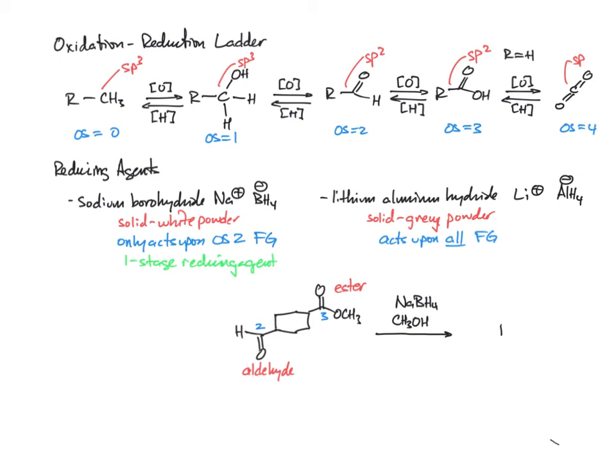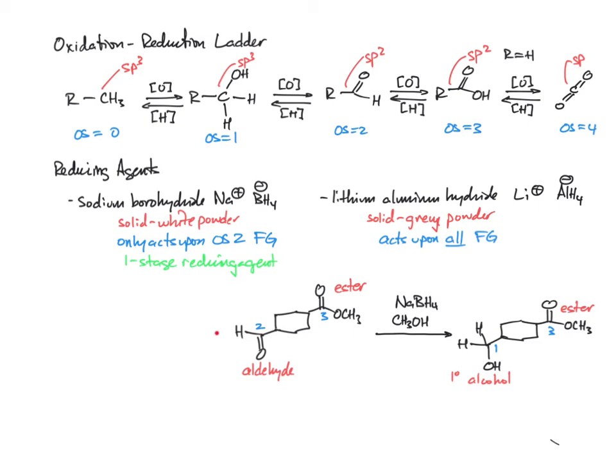So the product that we get under these conditions is the following. Now we have an alcohol. You always classify your alcohols. That's primary. Here's your ester. That functional group is retained. Let's just show the oxidation state. That's 1. That's 3. So this is what I mean by one-stage reductant. It's going from 2 to 1.